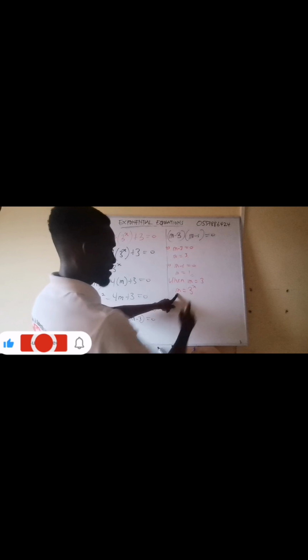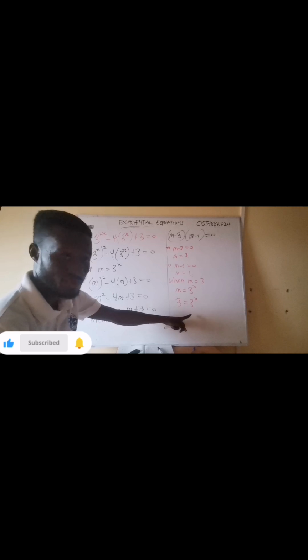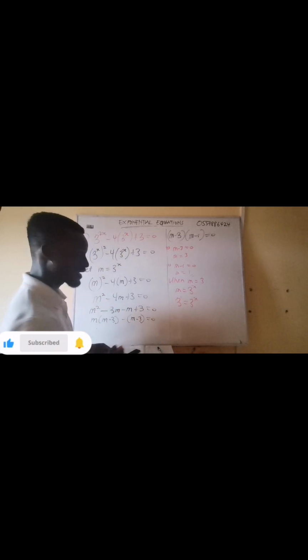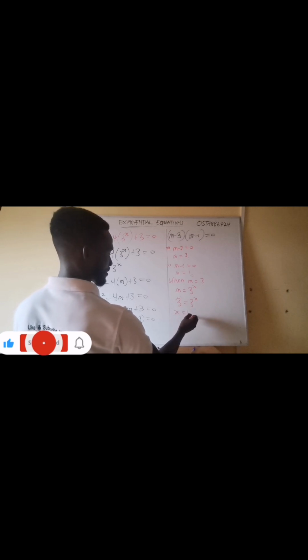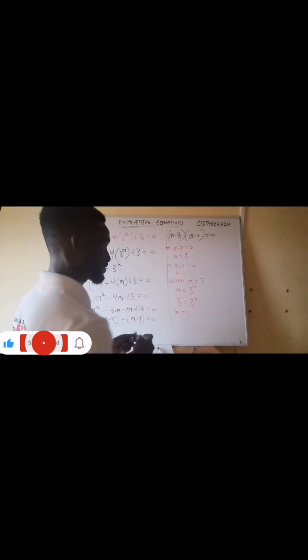Now what is m? The m is 3. So we have 3 is equal to 3 exponent x. Now since the bases are the same, it means the exponents are the same. So this one is having an exponent of 1. Therefore we can conclude that x is equal to 1. Right? That's the first answer.